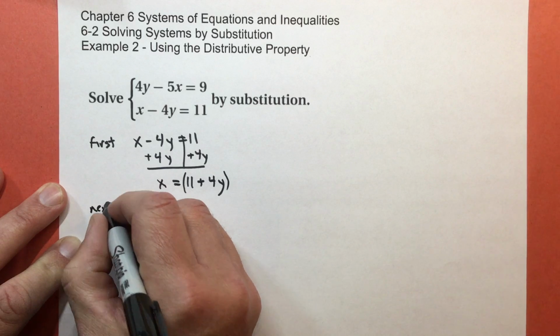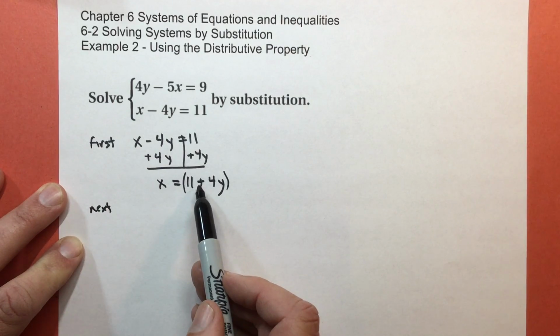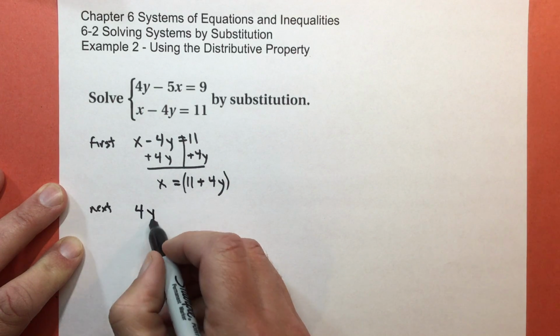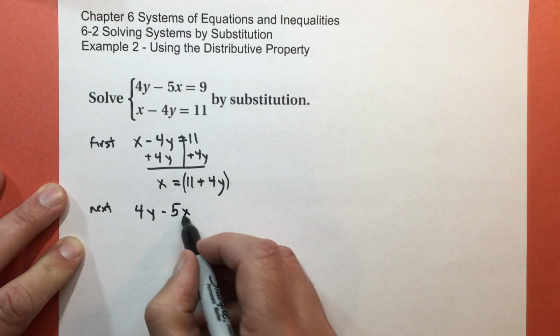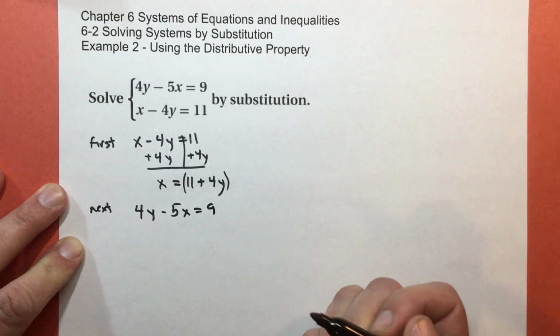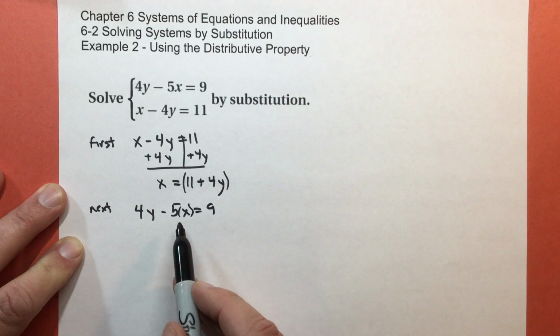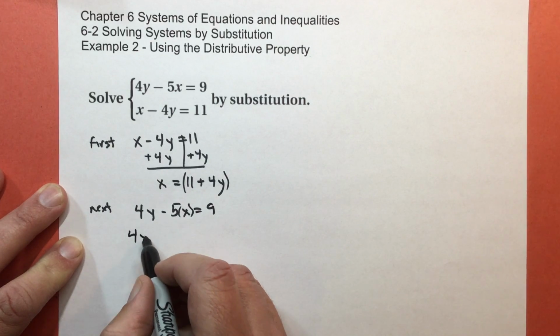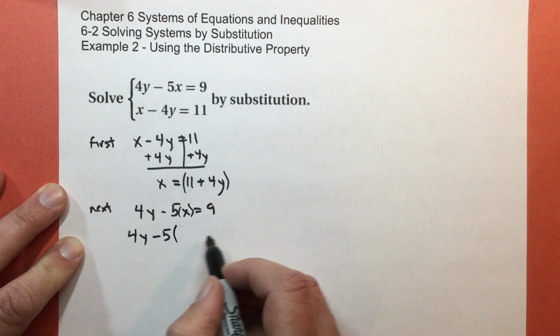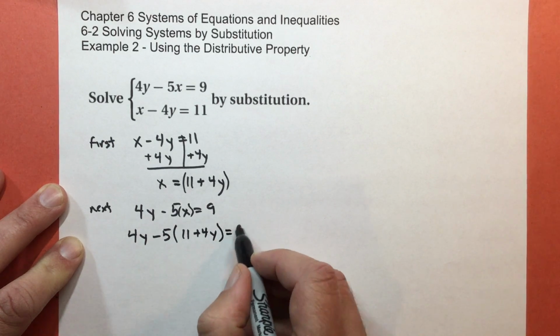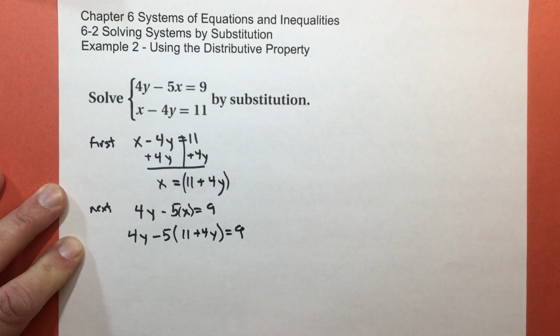So the next step, I'm going to take the other equation, not this one, but that one. 4y subtract 5x equals 9. And I'm going to replace x with this expression right here. That's why I use parentheses, because now I'm going to multiply. So the parentheses are not only grouping these things together, but they also show me I'm going to multiply by the outside.